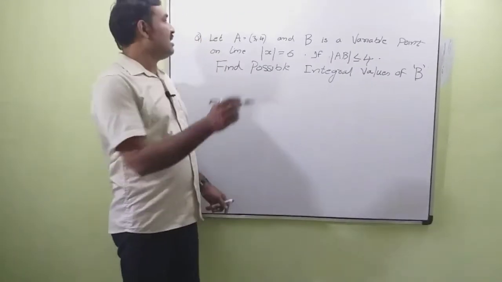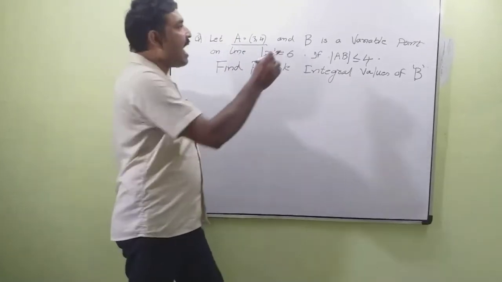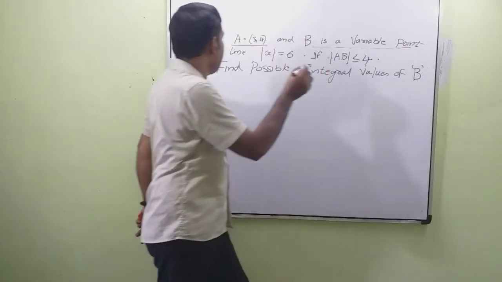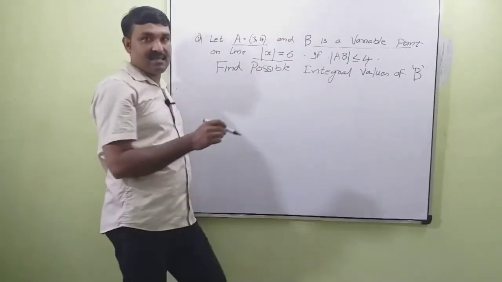Now consider the question. We have point A (3, 4) and B is a variable point that lies on the line mod x is equal to 6.